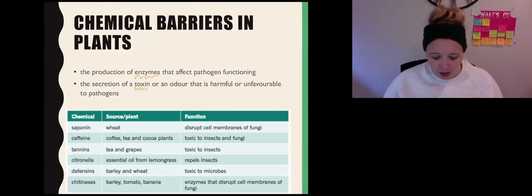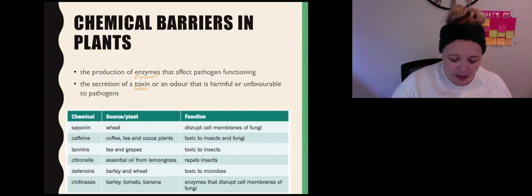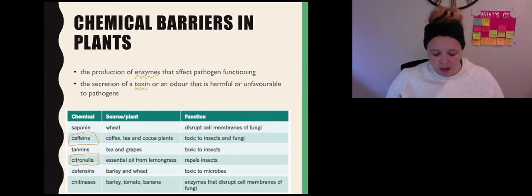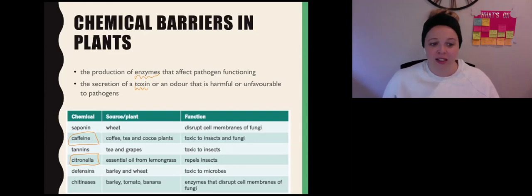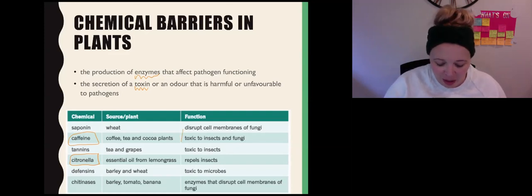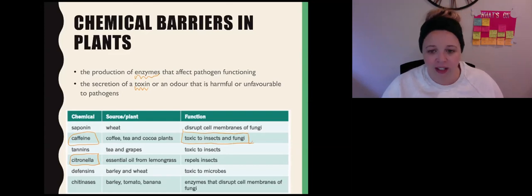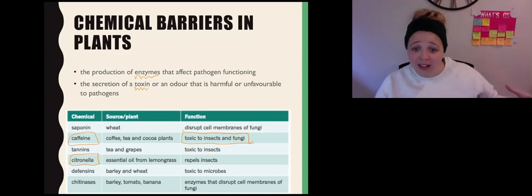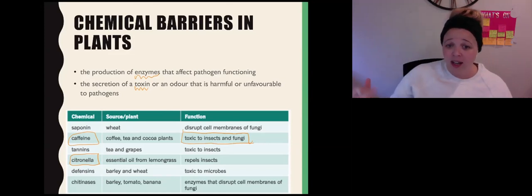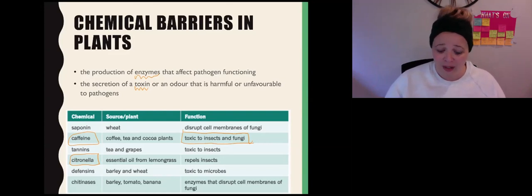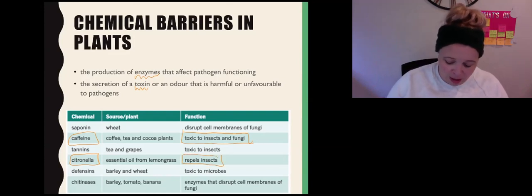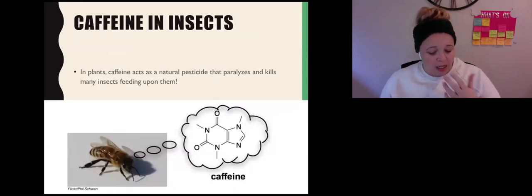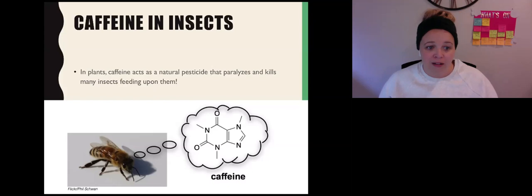So in particular, I like to focus on this guy here, caffeine, and I also like to focus on citronella. So caffeine, you find it in coffee plants, you find it in tea plants, you find it in cocoa plants. If an insect tries to eat caffeine, they die. Yeah, it's toxic to them. So the caffeine that gives us lots of energy as animals is actually toxic to insects and fungi going to eat them. So here's the caffeine in insects. It's a natural pesticide that paralyzes and kills them.